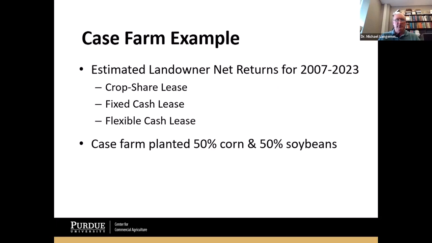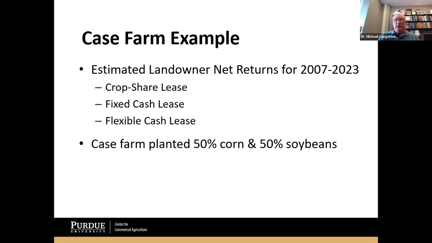So very little continuous corn or continuous soybeans for that matter. So we have estimated landowner returns from 2007 to 2023. The 2023 obviously is projected. Why did I start with 2007? I wanted to start at the beginning of the ethanol boom. We certainly have a difference in prices, 2007 forward versus pre-2007. And so I wanted to start with 2007 in these comparisons.